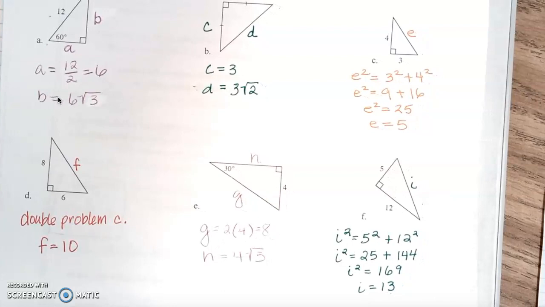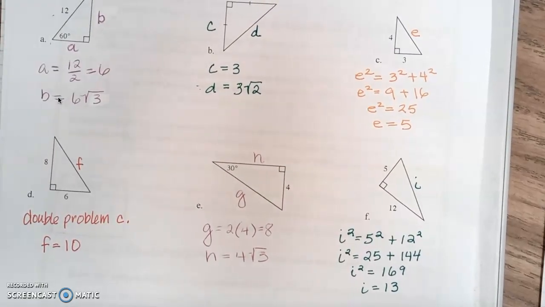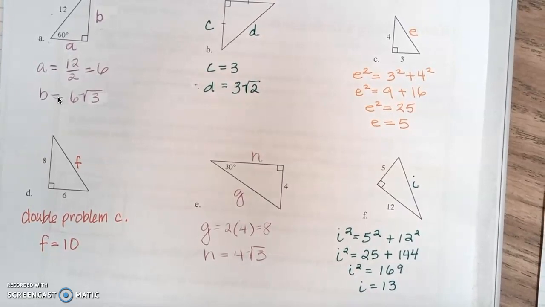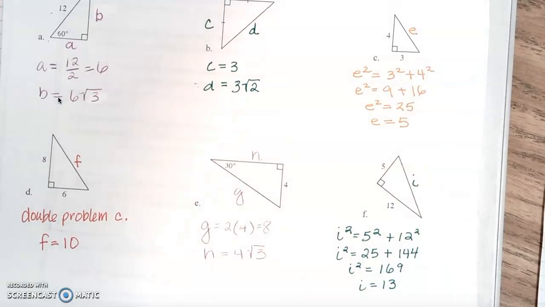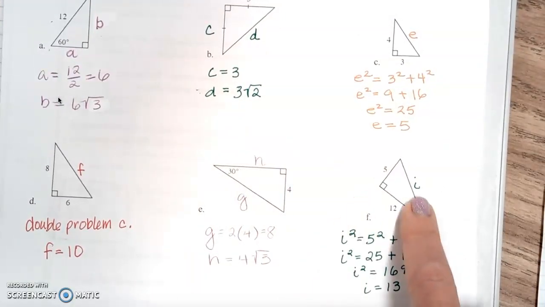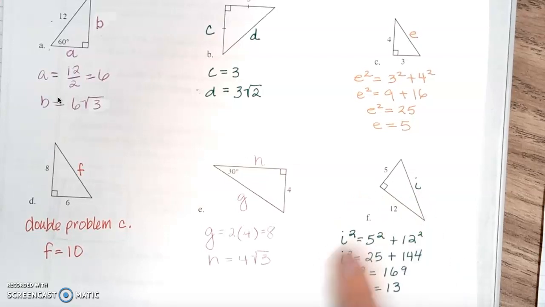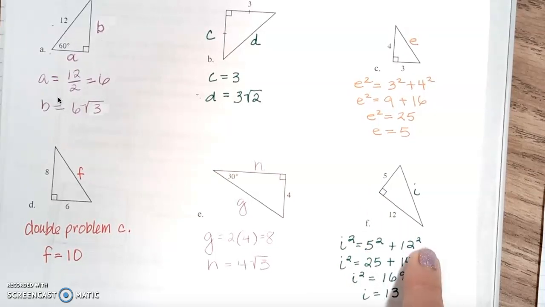For question F, it's not a 30, 60, 90. It's not a 45, 45, 90, and it doesn't follow a special pattern yet. So we're going to use the Pythagorean theorem on it because it's a right triangle. We're going to say that the hypotenuse squared is equal to this leg squared, 5 squared, plus the other leg of 12 squared.